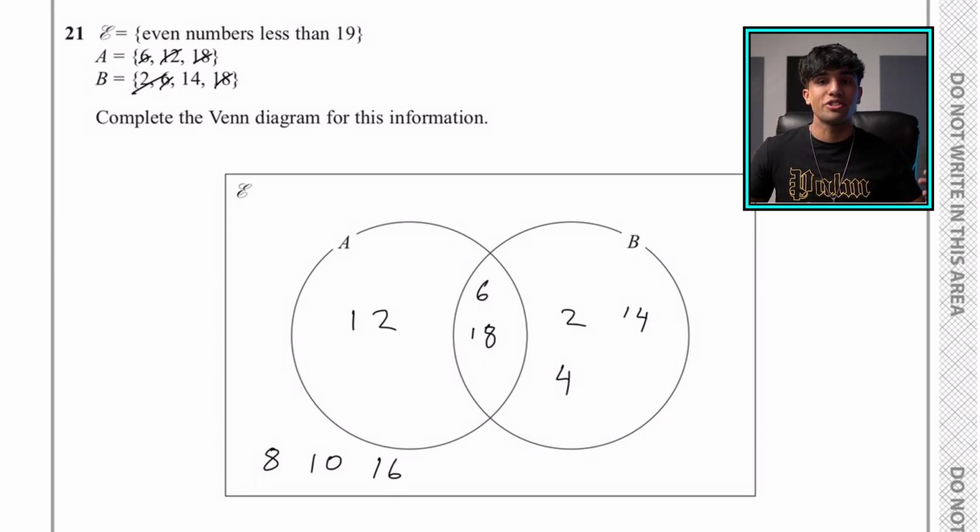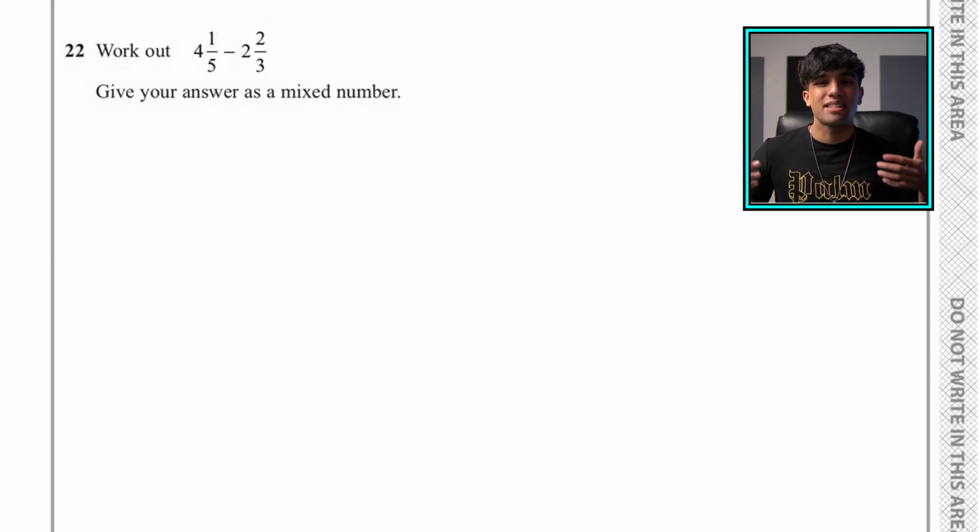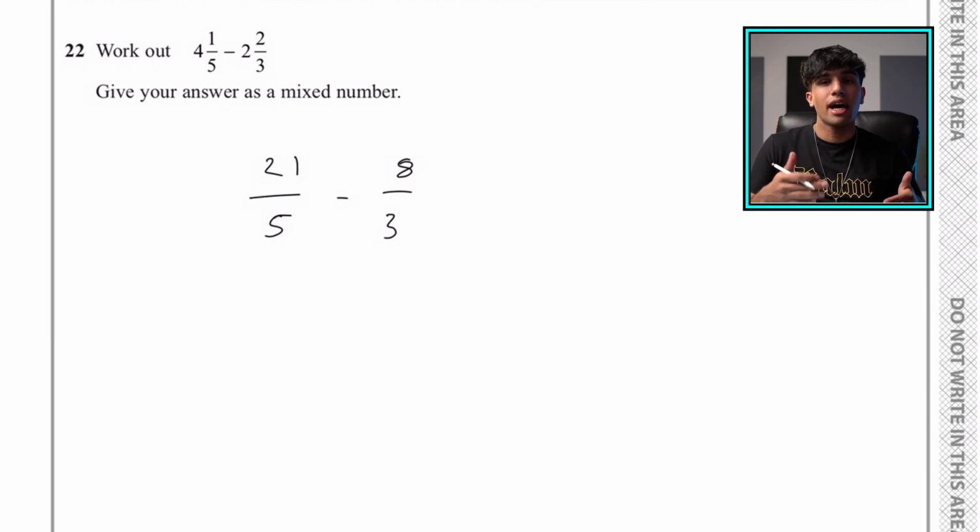Question 22. We have some mixed numbers and we need to subtract them, giving our answer also in the form of a mixed number. To do this, let's first convert our mixed numbers into improper fractions. To do that, we multiply our denominator by our integer in front of the fraction, and we're going to add our numerator. So in the first case, we have 4 and 1/5. That becomes 21 over 5 since we multiplied the 5 and the 4 together and we added the 1.